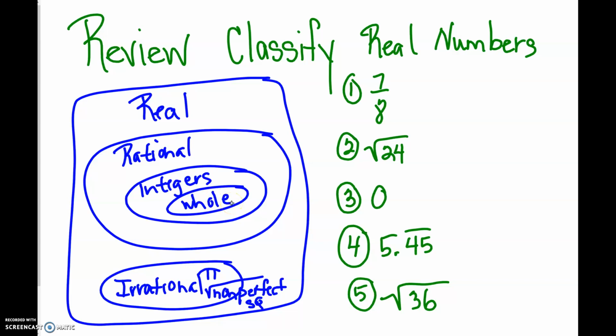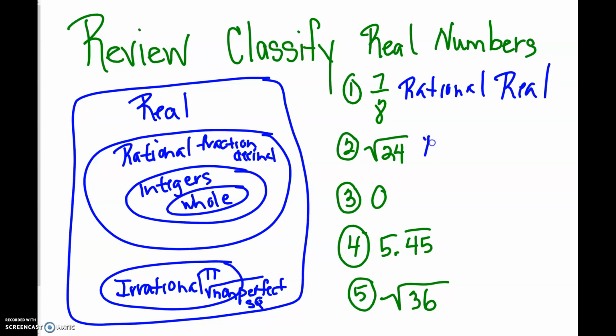All right, so we're going to classify all of these. So 7/8. When you look at 7/8, that is a fraction. And remember, rational numbers are fractions and decimals. So 7/8 is a rational number, and all numbers are real. So really, I can just go write real by all of these. So the square root of 24, well, that's a square root. So now we have to decide, is that perfect or non-perfect? Well, the square root of 24 is non-perfect, so this is going to be irrational.